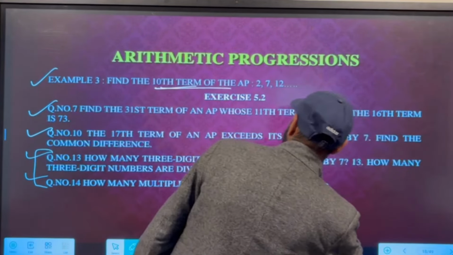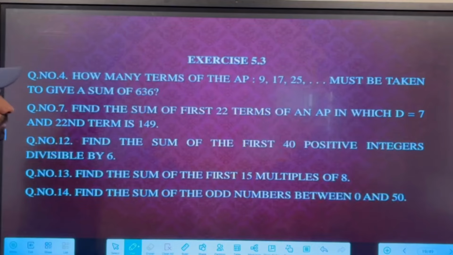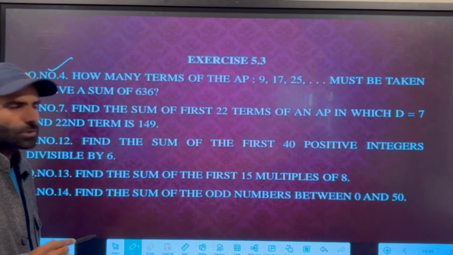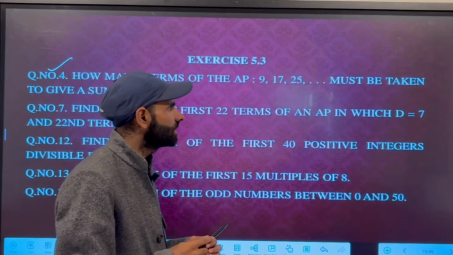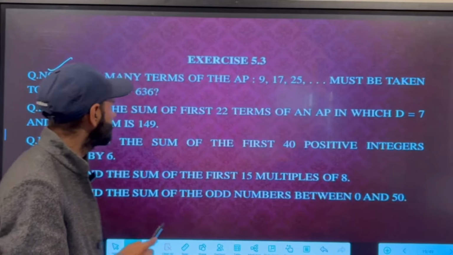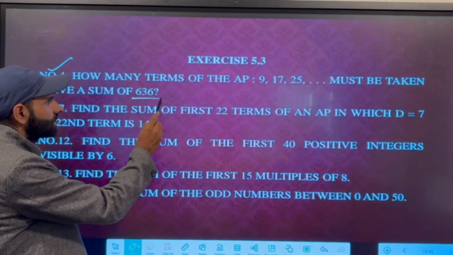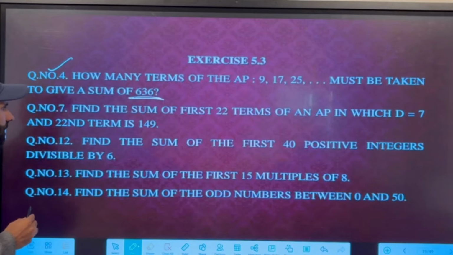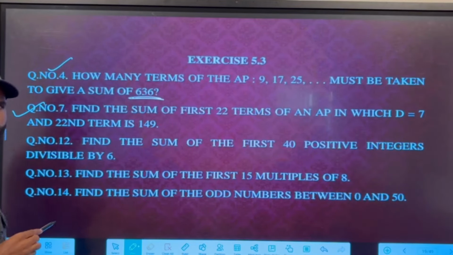In next exercise 5.3, question number 4 is important. How many terms of the AP 9, 17, 25 must be taken to give a sum of 636? From the same exercise 5.3, question number 7 may be asked.